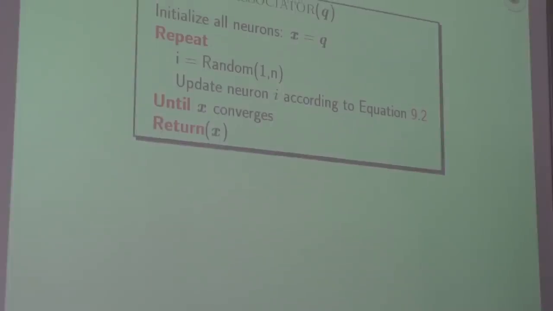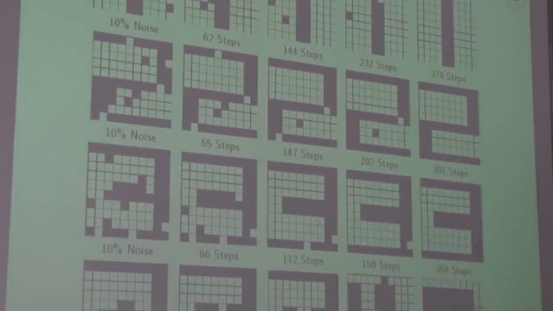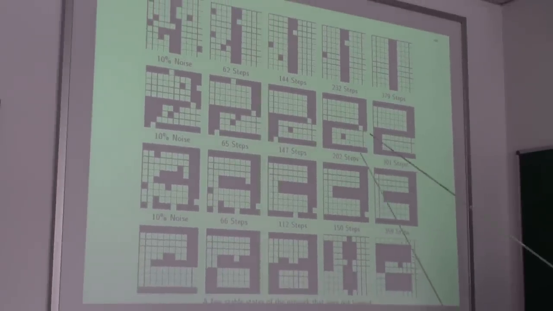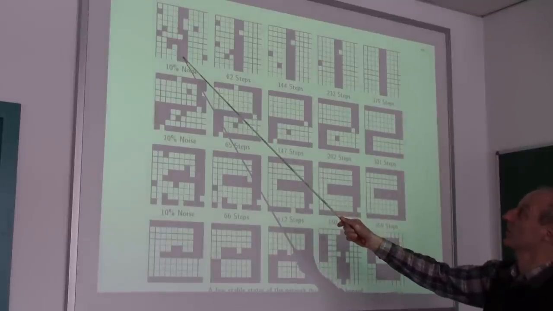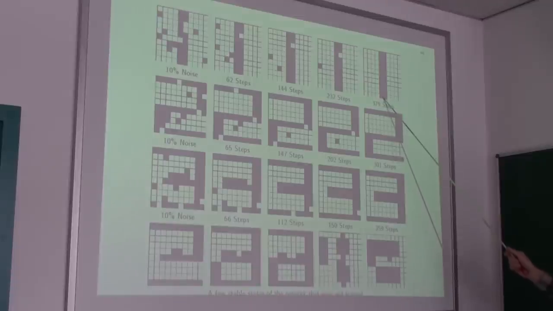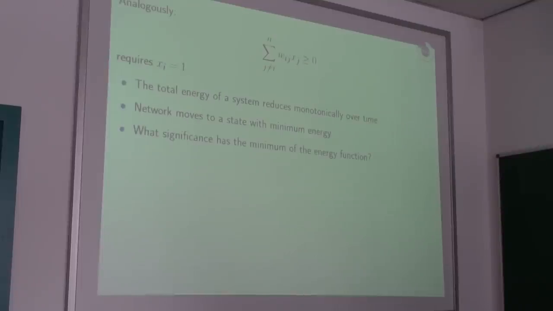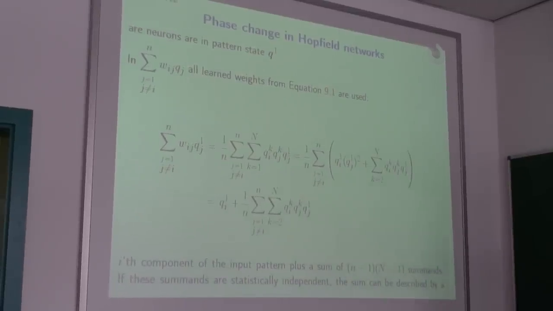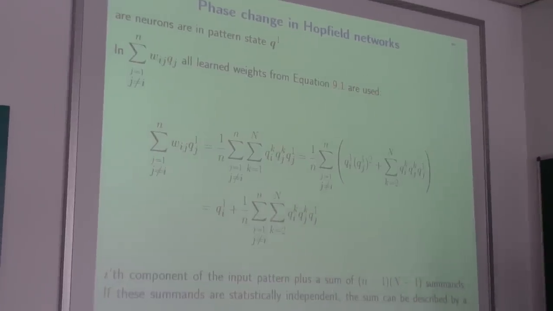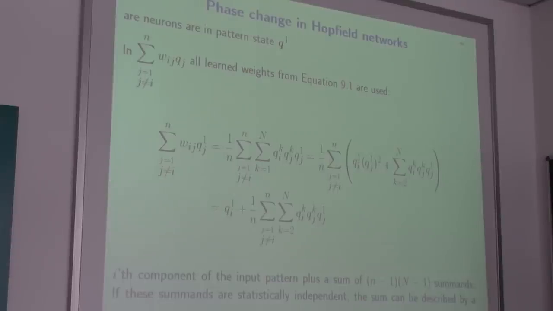Okay, we have seen this in the demo, how it evolves. And here you can again see how many steps it takes. We take this as an input with 10% noise, and after 379 steps, the network converges to one of the training patterns. You see it takes here in this example between 300 and 400 steps. Okay, and now let's go to the analysis. Yeah, this looks like many indices in the formula, but it's not too difficult. Let's start with this formula here.